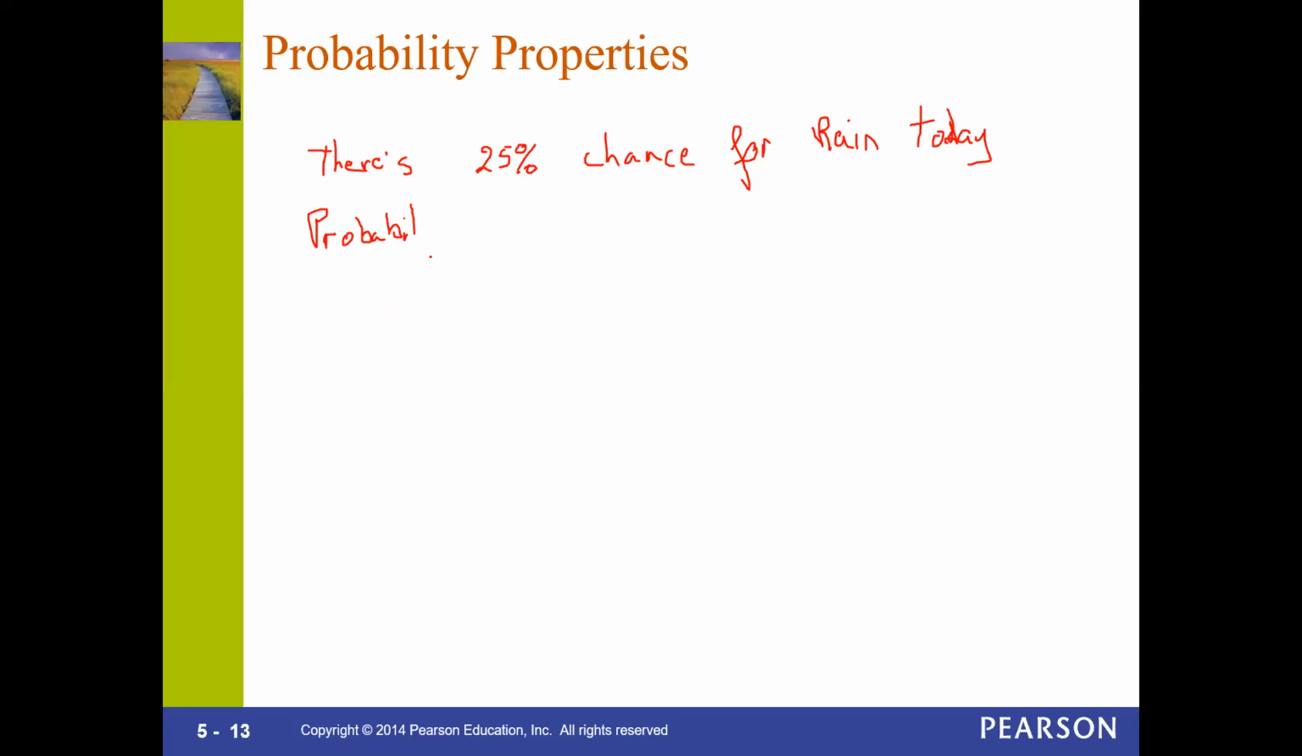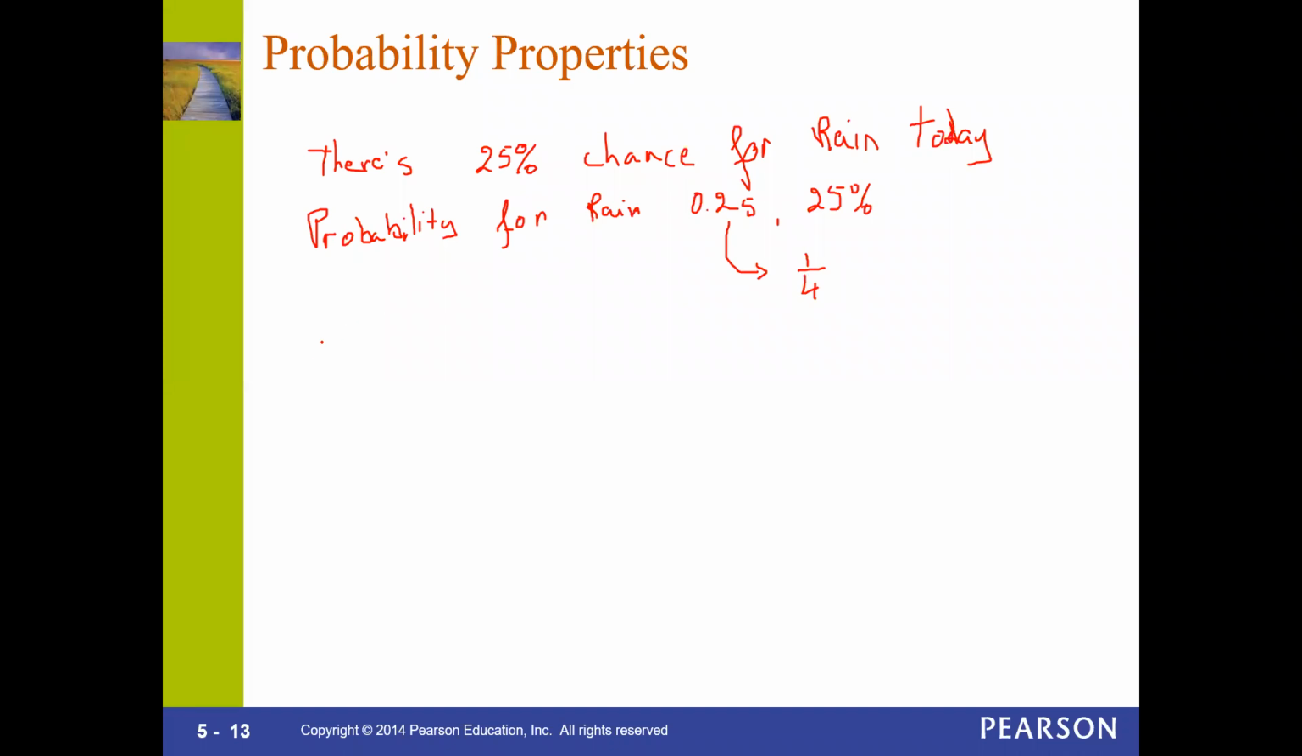So that means the probability for rain is about 0.25, or you can say 25% if you want to. Notice also 0.25 can be expressed as 1/4 as a fraction.